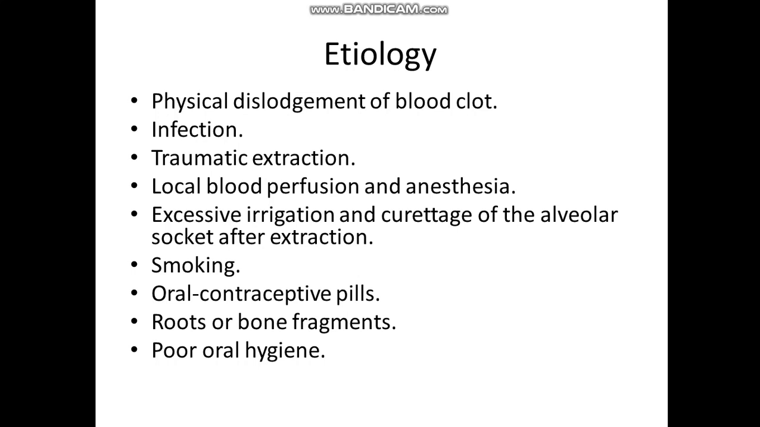Smoking has two components. The negative pressure during the smoking dislodges the blood clot, and nicotine acts as a chemical factor, because nicotine reduces the amount of the blood supply reaching the socket, and this leads to inhibition of blood clot formation and establishment of dry socket. Oral contraceptive pills, actually, contain estrogen, and estrogen may act to stimulate the fibrinolytic system, and this lyses the blood clot, leading also to establishment of dry socket.